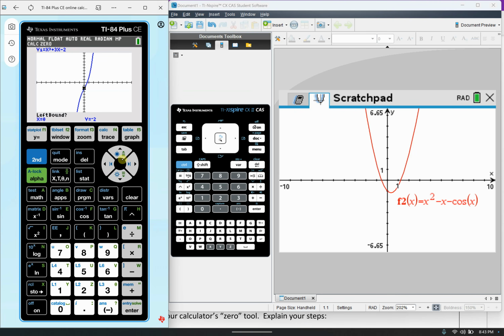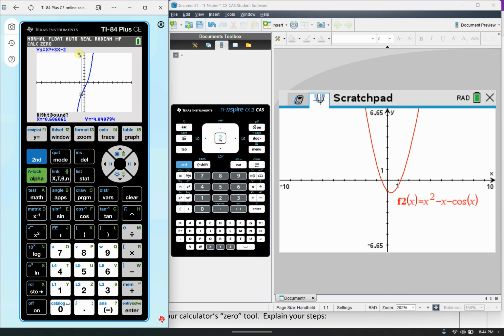Now, you'll notice here that we can go right, and that moves the x values to the right, and the y values are getting larger, and left moves the x values to the left. They're asking for a left bound. So we're saying, I think this right here is the 0. But they want you to go to the left of that. It doesn't matter how far left. I'll just go a little bit left, and I'm going to hit enter.